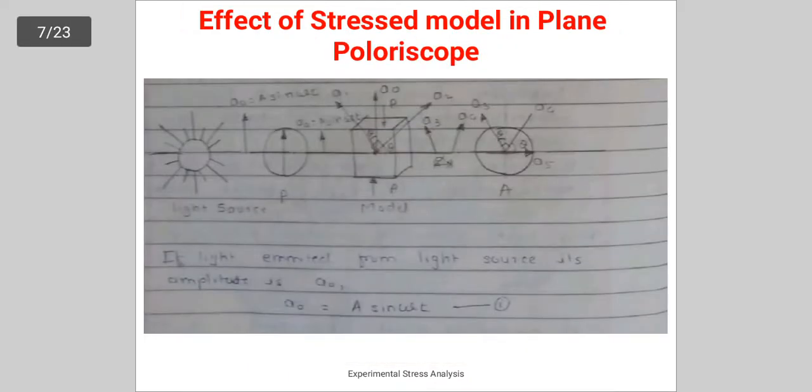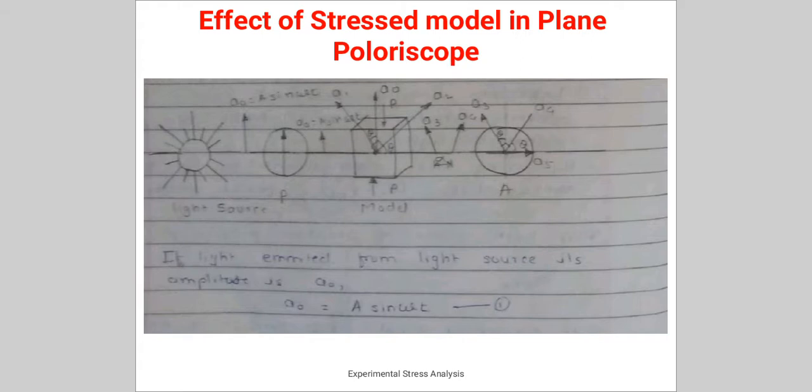Now we'll discuss one of the important derivations related to the effect of a stressed model in the plane polariscope. What happens in the plane polariscope arrangement? Already we have discussed that there are only three optical elements: the light source, the polarizer and analyzer, and the photoelastic model. When the light is emitted from the light source, it passes through the polarizer, then through the photoelastic model, then through the analyzer, and comes out from the analyzer.